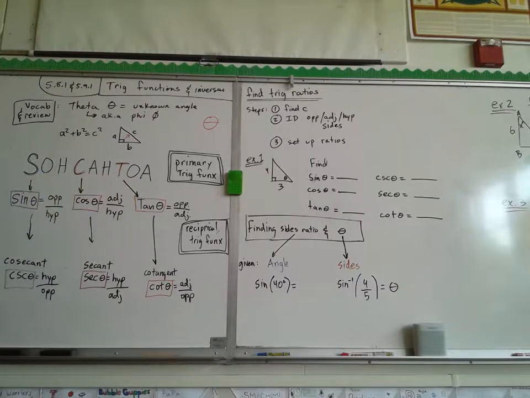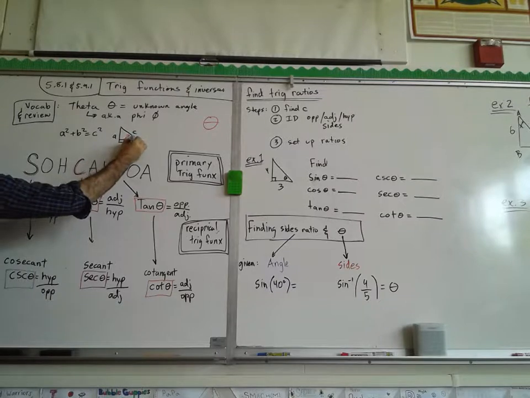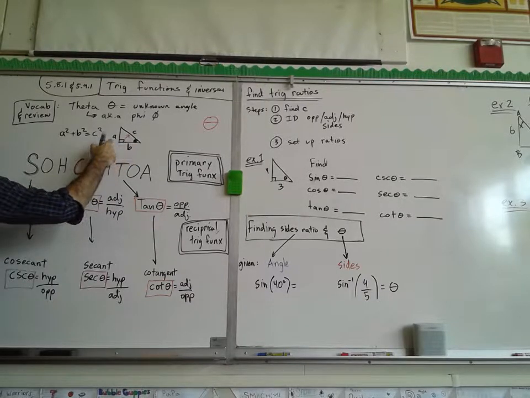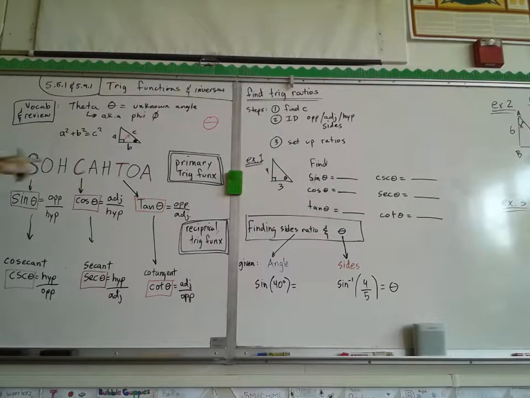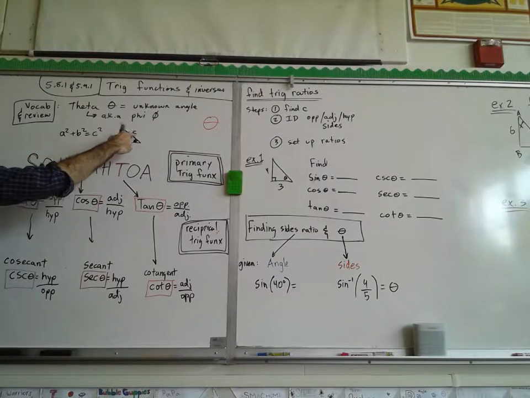So here's the deal. If, let's say, this was my theta, okay? That's my theta. What would be the opposite side to that theta? A. What is the adjacent side next to? B. Because what is C always? C is always across from the right angle, so it's called? Hypotenuse. Okay?